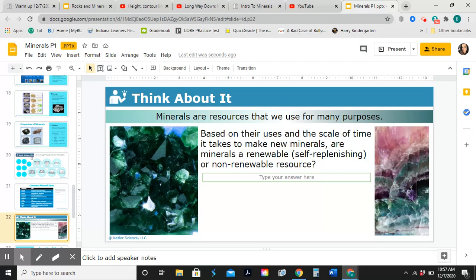Minerals are resources that we use for many purposes. Based on their uses and the scale of time it takes to make new minerals, are minerals renewable, which means that they are self-replenishing, or non-renewable? Put your answer there.